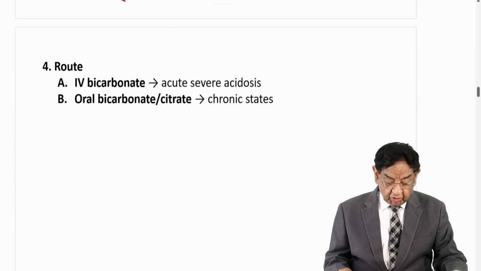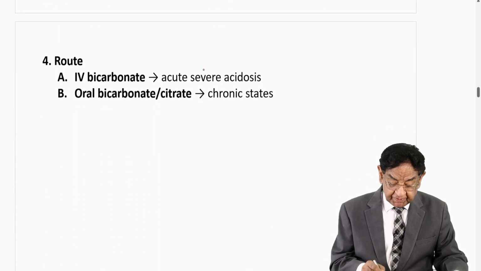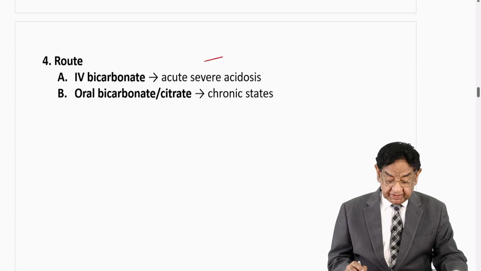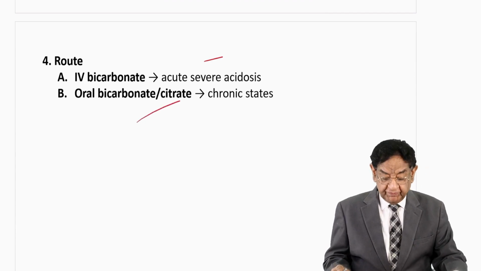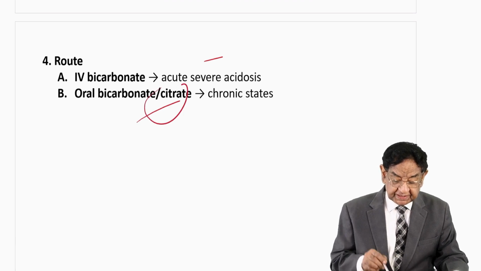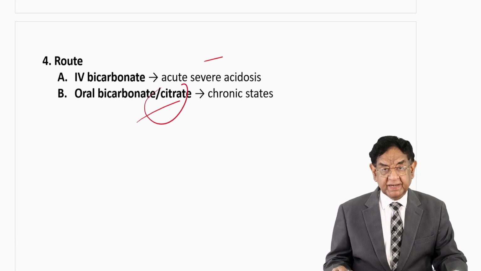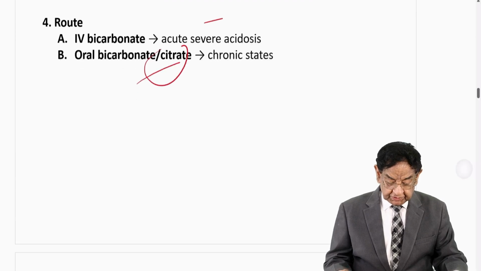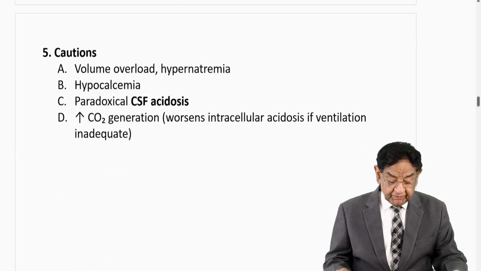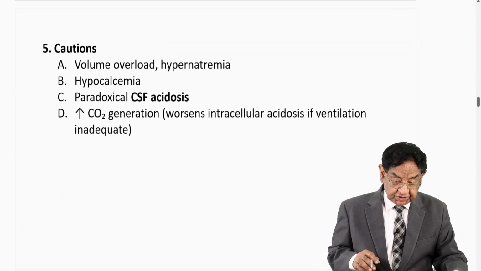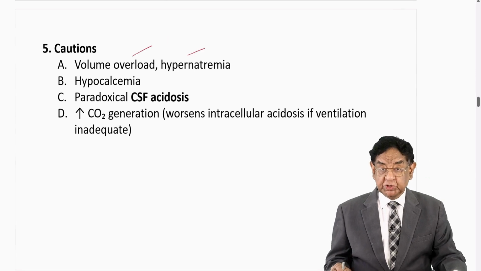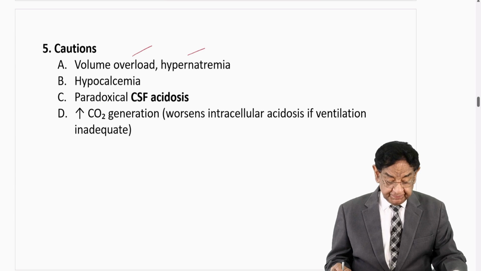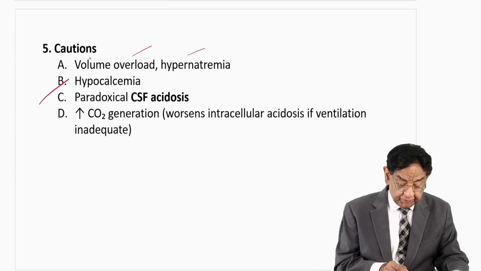Now, the route is usually IV bicarbonate for severe acidosis. But otherwise, in chronic stage conditions, we can give oral bicarbonate, or we can even give citrate. Citrate gets metabolized into bicarb later on. So this is the route. When we are giving IV, be very cautious about volume overload and hypernatremia. If you are giving soda bicarb IV fluid, it can induce hypocalcemia.